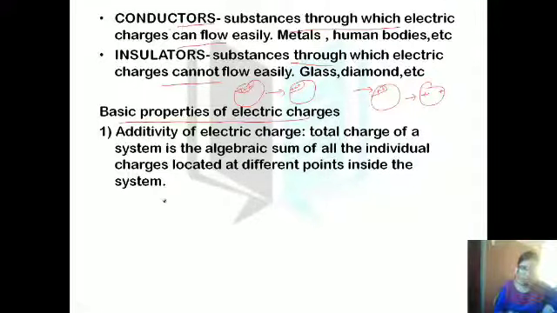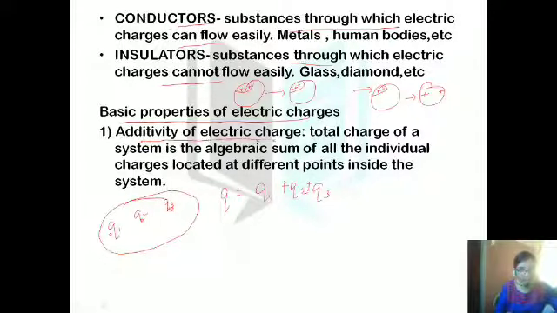If we consider one system, this is our system. Inside the system we have different charges, Q1, Q2 and Q3. Now we want to find out what the total charge is. The total charge in the system will be the sum, the addition, of all these charges present inside this system. That means charges can be added. So this is the first property of electric charge, that is, additivity of electric charge.